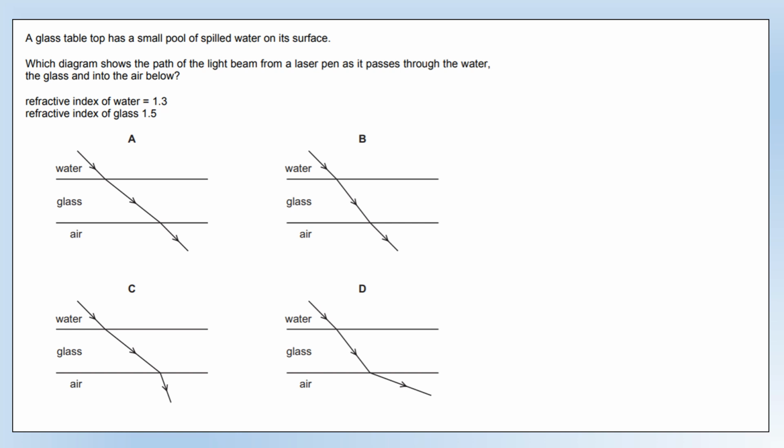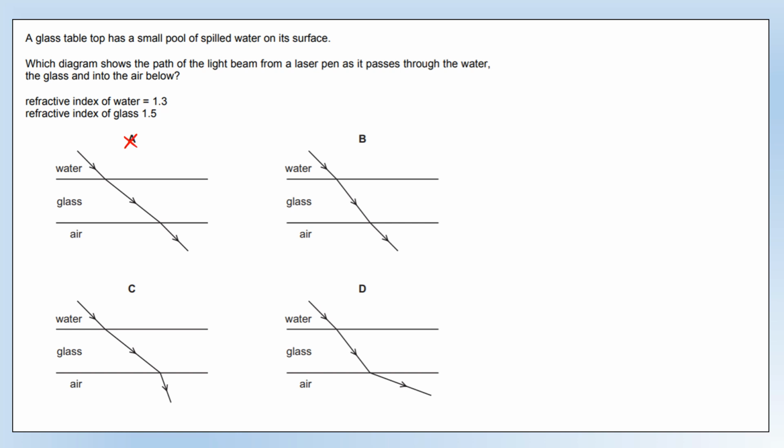So we've got a glass top that has a small pool of spilled water on its surface. Which diagram shows the path of the light beam from a laser pen as it goes through the water, glass, and into the air? Going from water to glass, there's a small change in refractive index, but it is getting bigger, so it should bend towards the normal. Then going from glass to air, it's going from 1.5 to 1, so there's a bigger change in refractive index and it should bend away from the normal. So we're looking for a small bend towards the normal and then a large bend away from the normal.